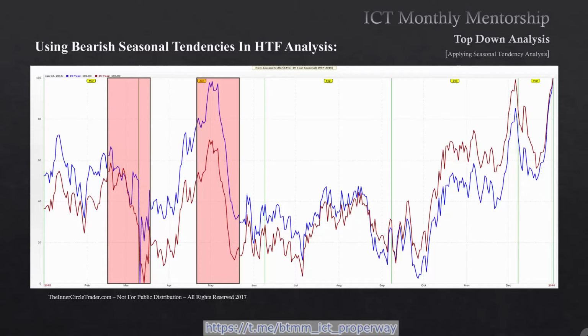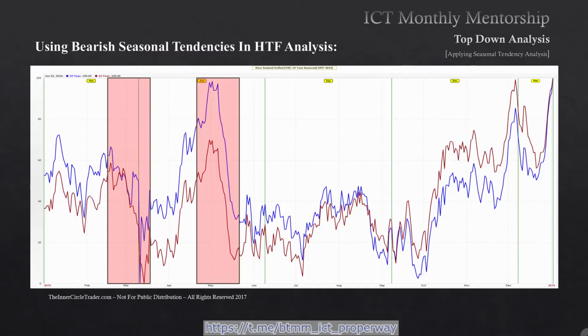Now, when we use seasonal tendencies, the way we want to use them are limited only to what the current market conditions are. We do not go into our charts forcing the seasonal tendency. For instance, we're not forcing the idea that Kiwi has to make a high or a top in May. Therefore, we're going to sell in May and just hold on to it forever and then wait for it to be June, July, and just collect our money. That's not what we're saying here.